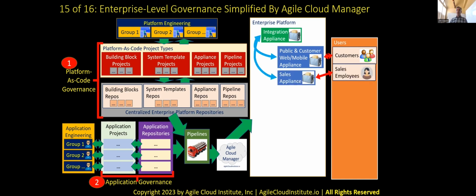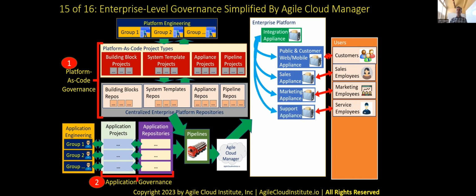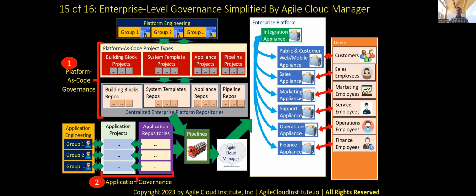You may also make changes to a sales appliance, which interacts with sales employees. Changes to the marketing appliance are going to change how the marketing employees interact with your systems. Changes to the support appliance affect how your customer support or customer service employees interact with your systems. Changes to your operations appliance affect how your operations employees interact with your organization. Changes to your finance appliance affect how your finance employees interact with your enterprise. And changes to your human resources appliance affect how your human resource employees interact with your enterprise systems.